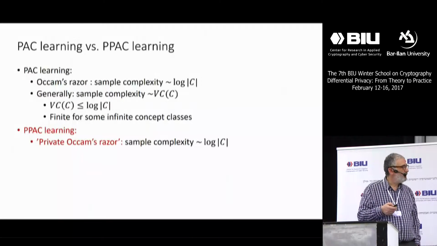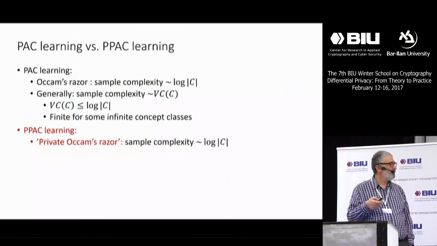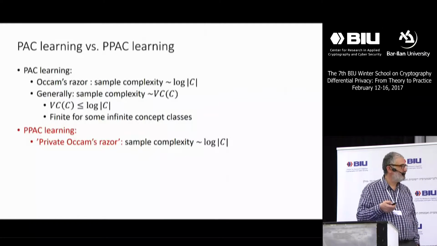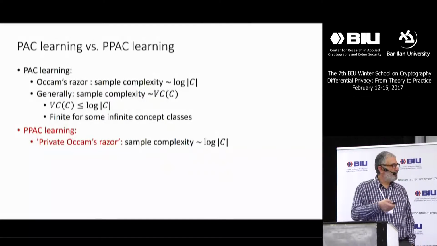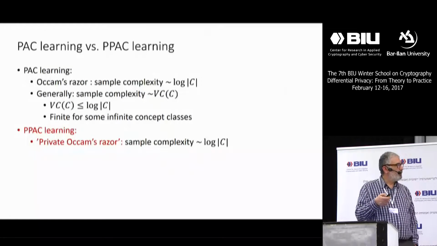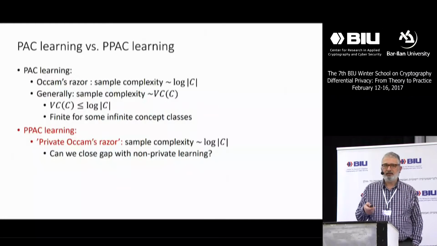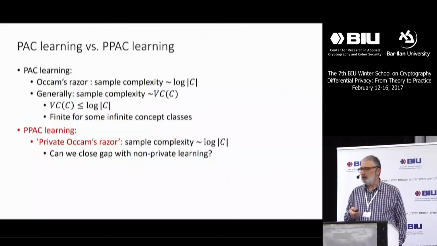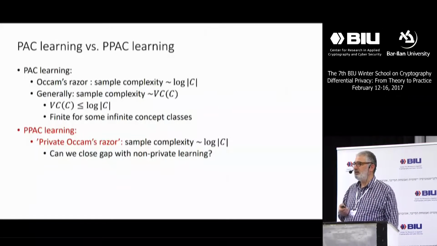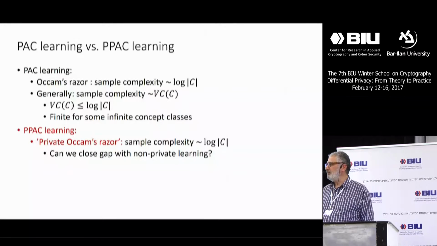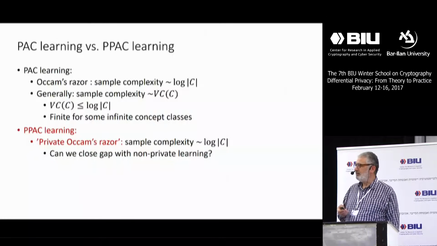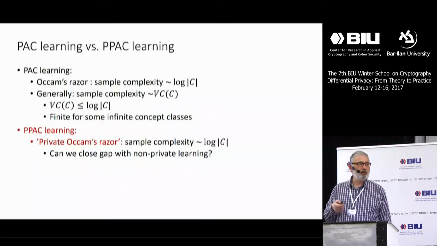In private PAC, on the other hand, we have this algorithm that you can call private Occam's razor. It has sample complexity that matches the non-private Occam's razor. And there's a question whether we can close the gap with non-private learning in the case of concept classes with small VC dimension. In particular, what happens if the concept class is infinite but has a finite VC dimension? Can we learn that privately?